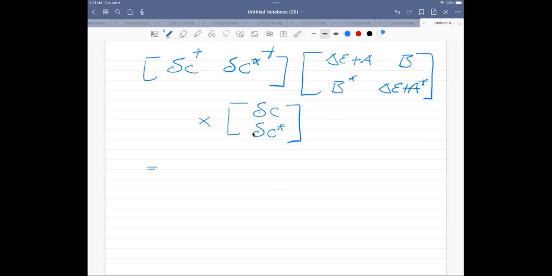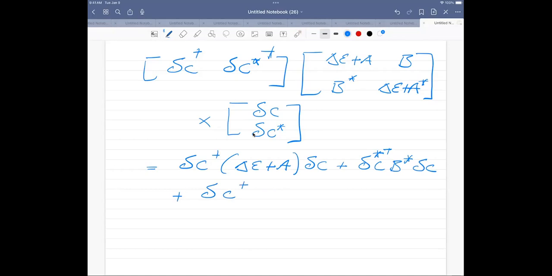So if you look at the write out of this one, I will have a delta C plus, delta epsilon plus A, times delta C, plus delta C plus B of delta C, and then I have plus delta C of B, and then plus the final one, delta C complex conjugate transposed, of delta epsilon plus A, of delta C.